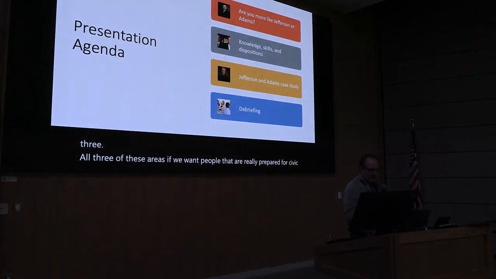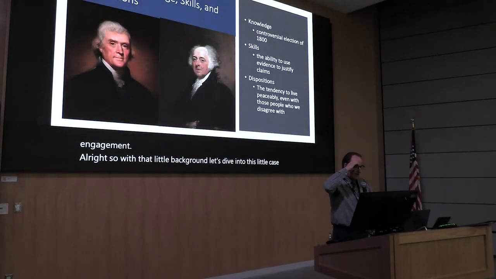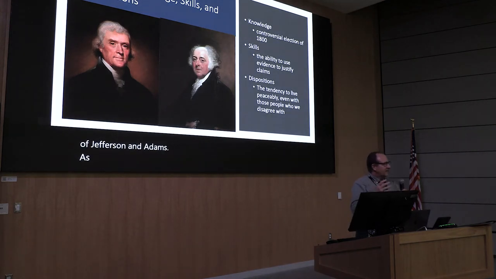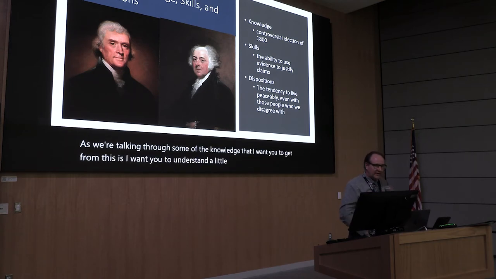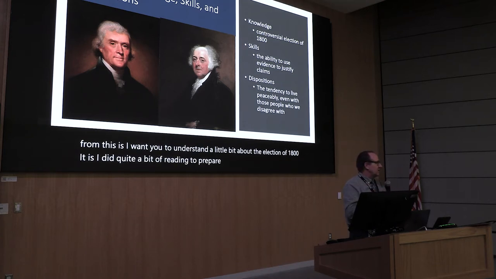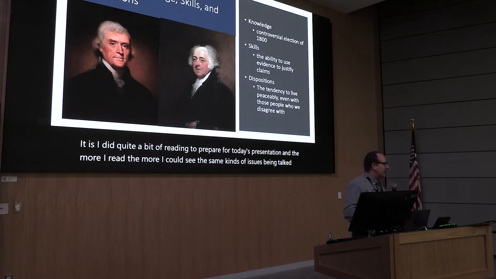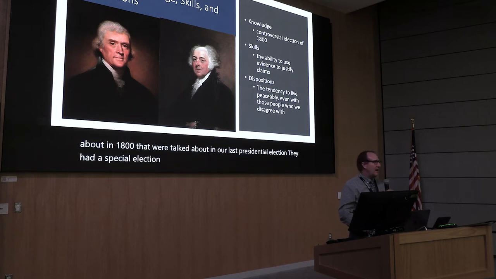All right, so with that little background, let's dive into this little case study of Jefferson and Adams. As we're talking through this, some of the knowledge that I want you to get from this is I want you to understand a little bit about the election of 1800. I did quite a bit of reading to prepare for today's presentation, and the more I read, the more I could see the same kinds of issues being talked about in 1800 that were talked about in our last presidential election. They had a special election commission to try to figure things out. It was controversial.